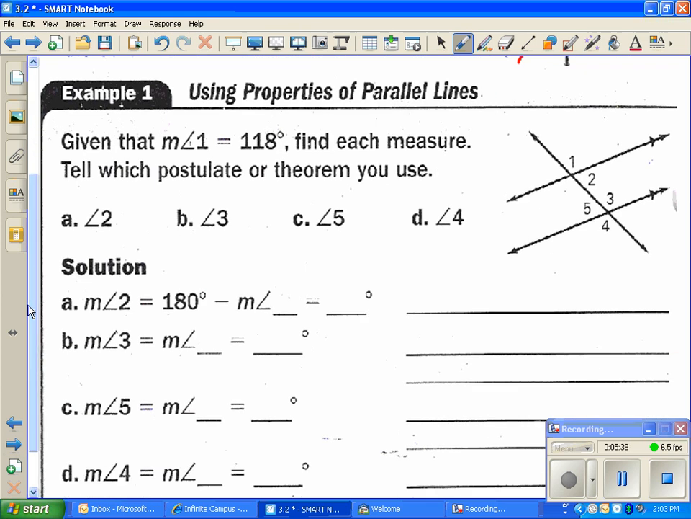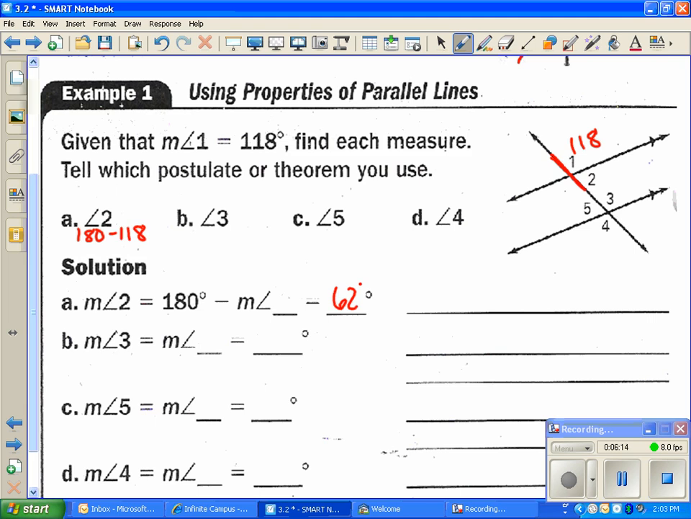All right, given that the measure of angle 1 is 118, find the measure of the other angles. All right, one step at a time. Look at angle 2. What do we know about angle 1 and angle 2? Good, because they form a straight line, they're going to equal 180. So if I do 180 minus 118, I'm going to get the measure of angle 2, right? Right, and it is 62 degrees.